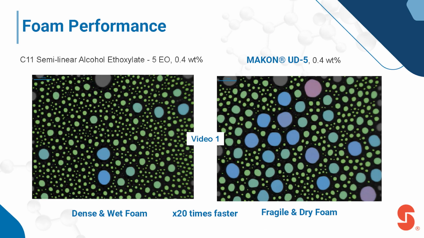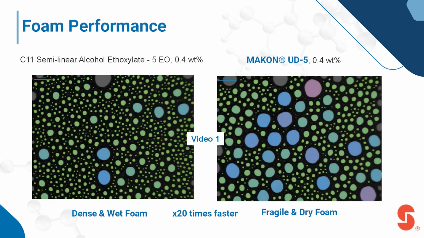Okay, I'm going to show you this video. You will see the foam structure from the semi-linear alcohol ethoxylate. The other one is Mecon UD5, which is a C11 branched alcohol ethoxylate. You will see faster liquid drainage, and therefore the bubble growth rate is much faster. Then you'll have more fragile and dry foam in this observation.